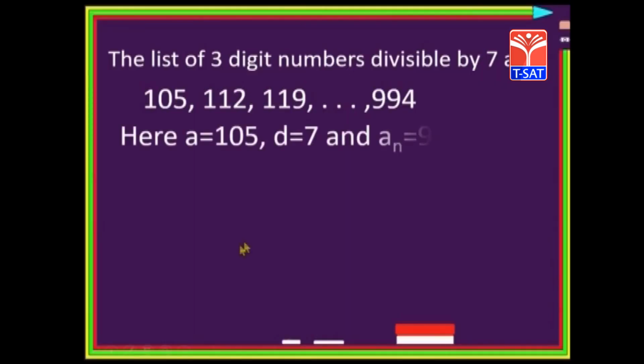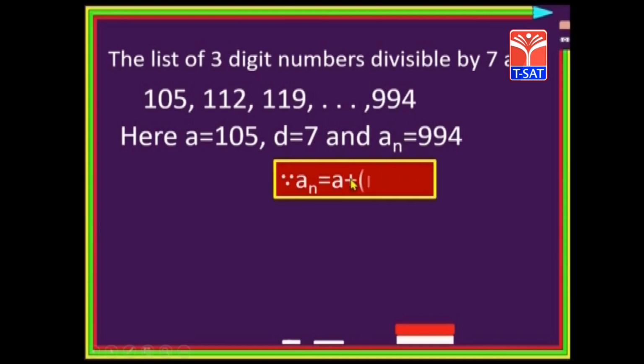What is the first term? 105, right? And what is the common difference? As it is divisible by 7, the common difference is 7. Now, let us assume that the last term a_n is equal to 994. By using the formula a_n = a + (n − 1)d, we can find the value of n. So, a + (n − 1)d is 994.